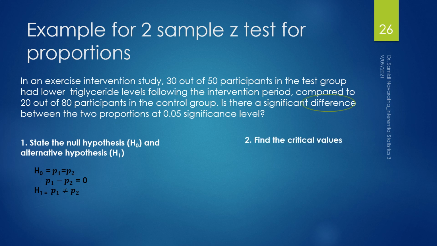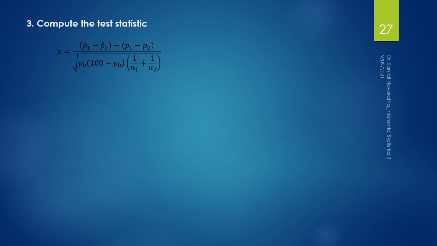Find the critical values. So look at the significance level. It's 0.05. Therefore, it's a two-tailed test with the critical values 1.96 at each tail end. The third step is to compute the test statistic. For that, we are using the Z test for comparing two sample proportions.